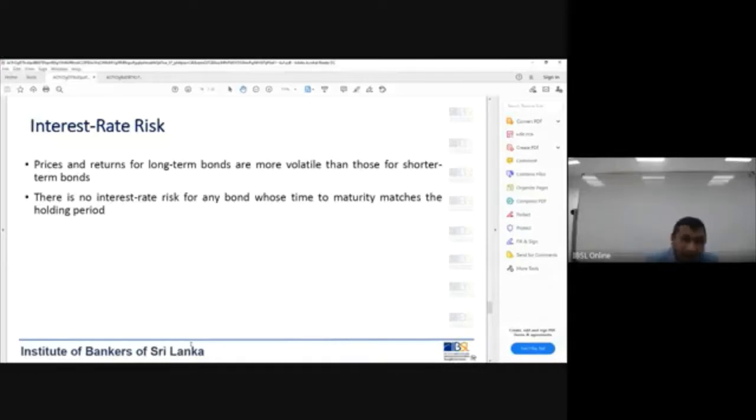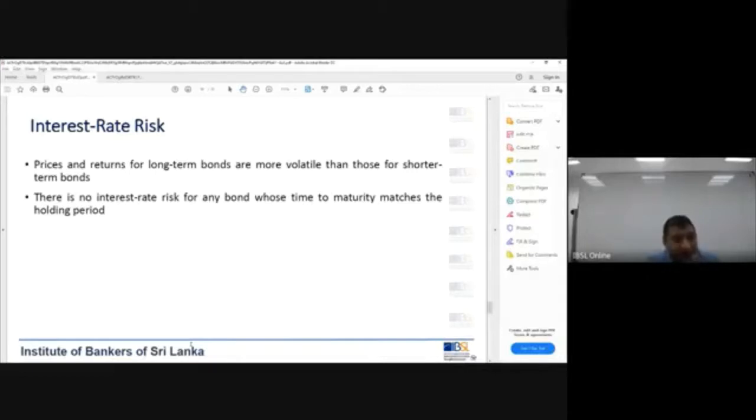The prices and returns for long-term bonds are more volatile. Even as we were talking, a 1 basis point change would have a significant impact on prices for longer-term bonds compared to short-term bonds. Okay, so that's a very interesting element of interest rate related risk.